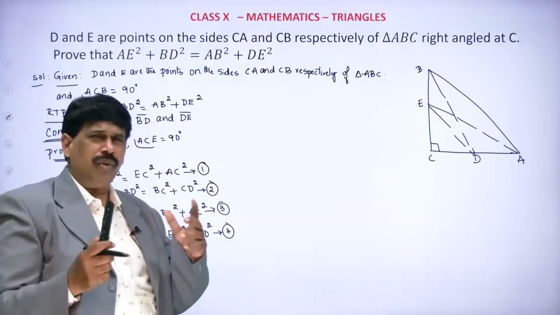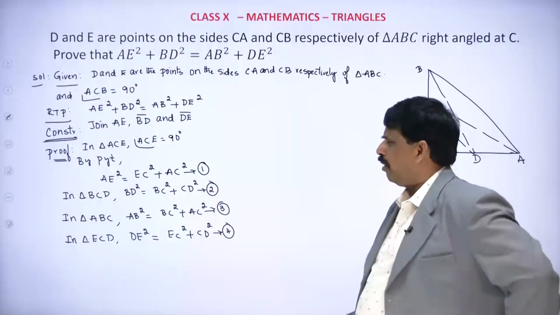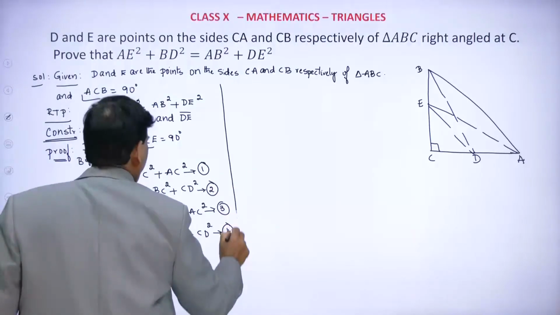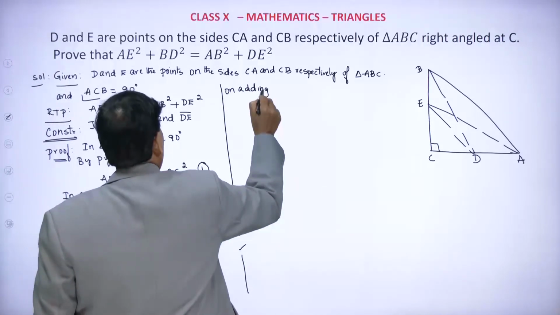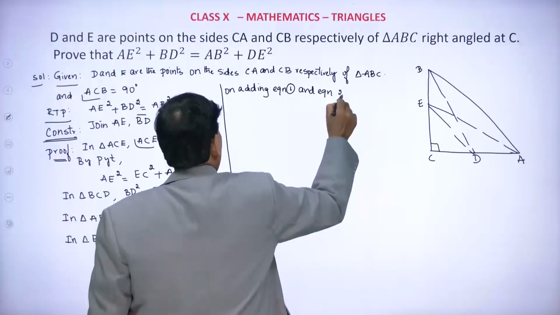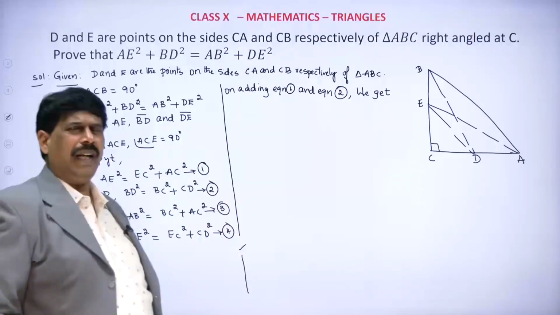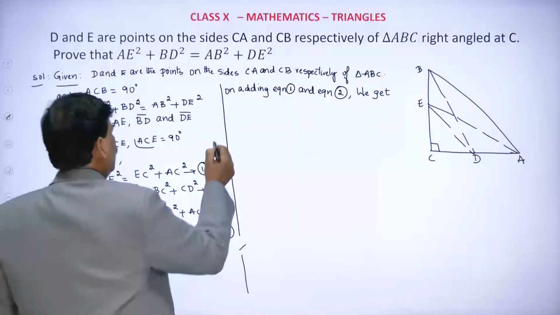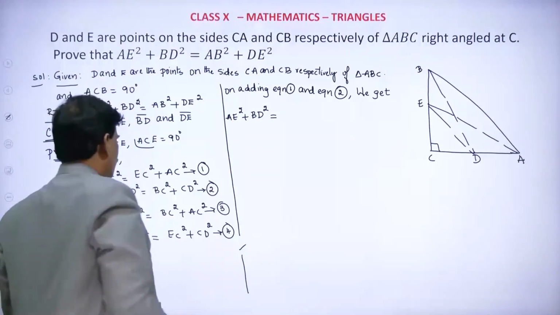Now to prove this, what you want on the left side? AE square plus BD square. So where is your AE square? AE square is your equation 1. BD square is your equation 2. So you add both the equations. So on adding equation 1 and equation 2, this is your equation 1 and this is your equation 2. Add the left sides now. AE square plus BD square. Keep them as it is.